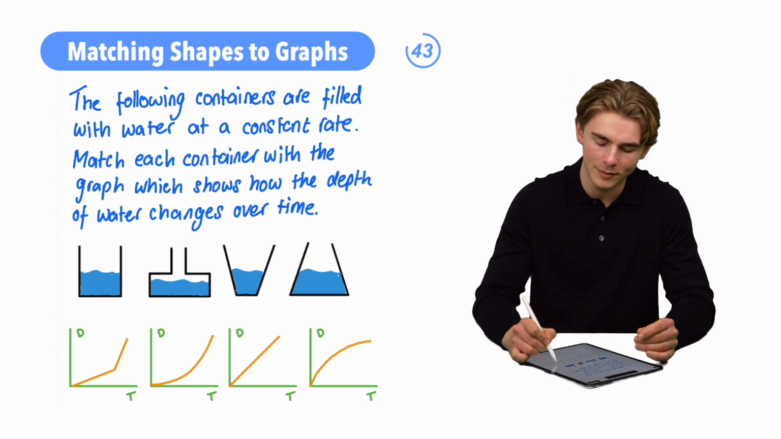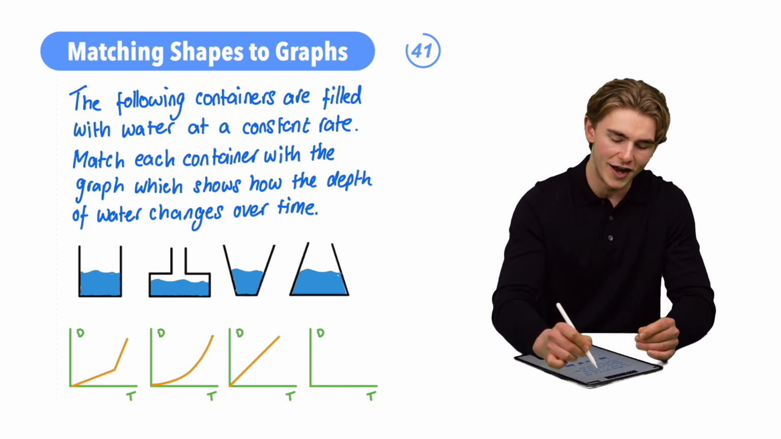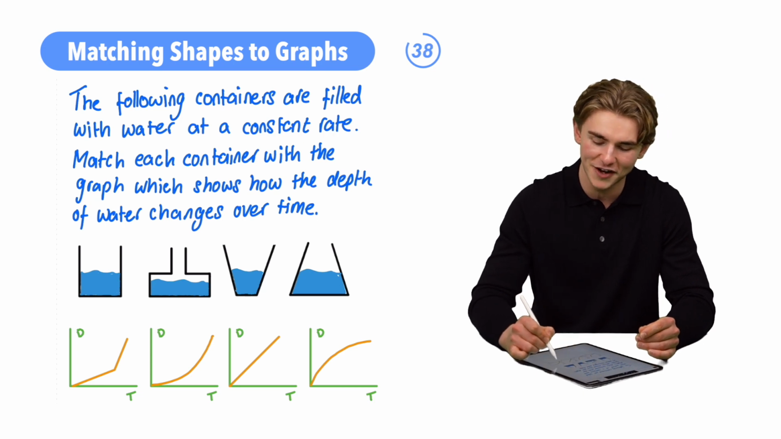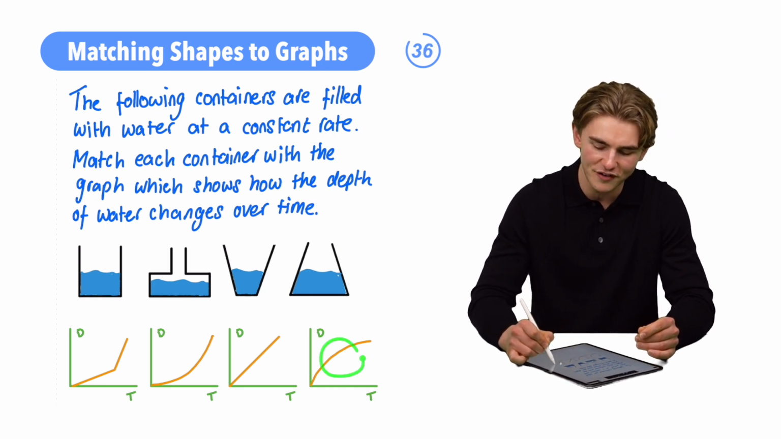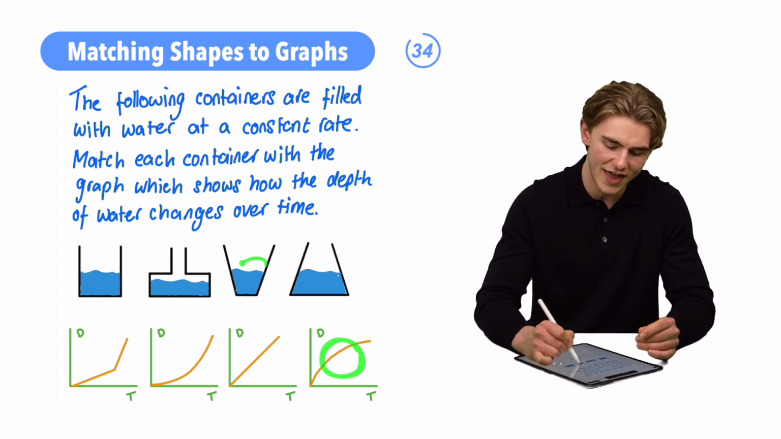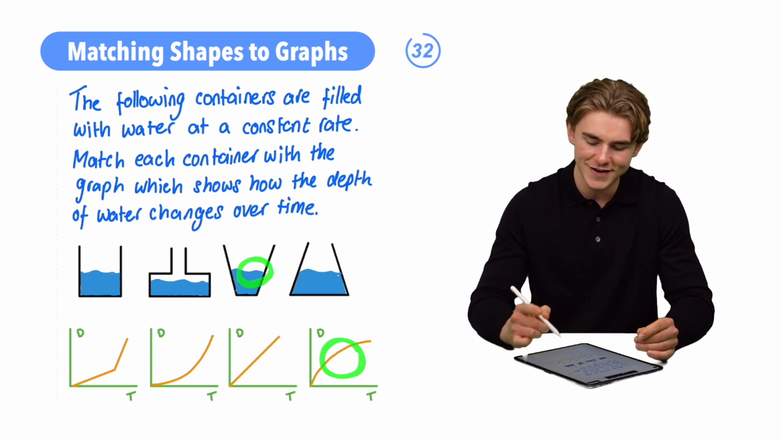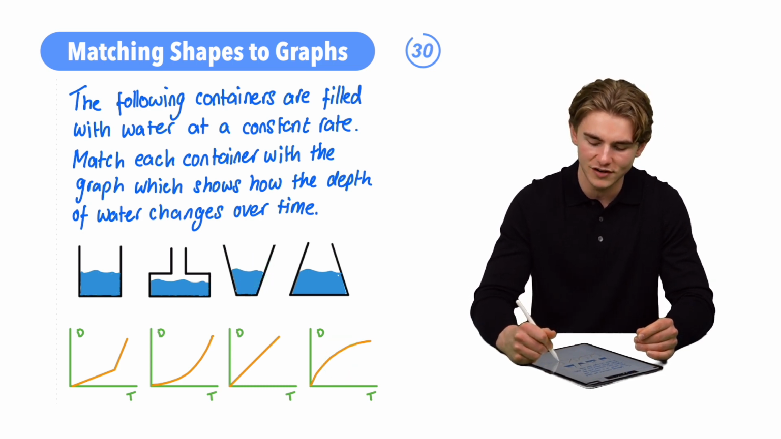Finally, guys, process of elimination. You probably could have told already that this graph over here goes with this picture here. How do we know? We know that because initially the depth of water is increasing very quickly, but gradually over time, the rate of increase of the depth decreases and the gradient of that line gets smaller.